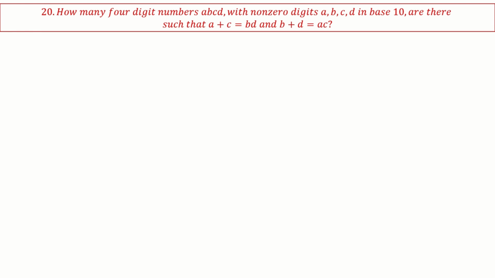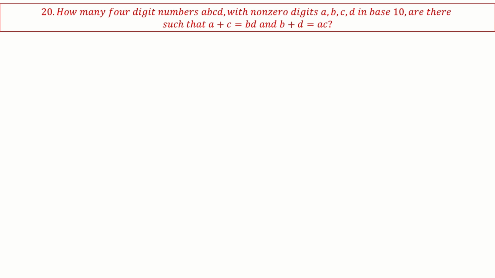Okay, 20th question. How many 4-digit numbers ABCD with non-zero digits A, B, C, D in base 10 are there such that A plus C equals B times D and B plus D equals A times C? What it is trying to tell is, ABCD are digits actually. And how many 4-digit numbers ABCD are possible in base 10 such that the sum of the first and third digits is equal to the product of the second and fourth, and the sum of the second and fourth is equal to the product of the first and third digits.